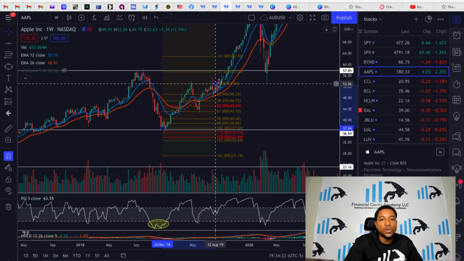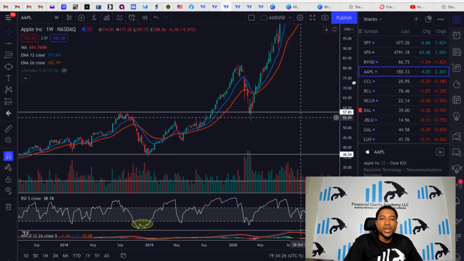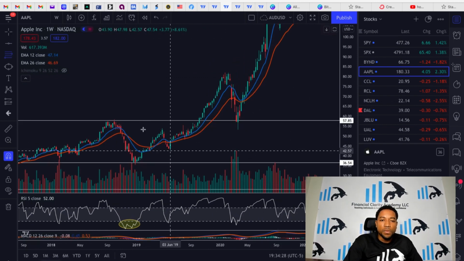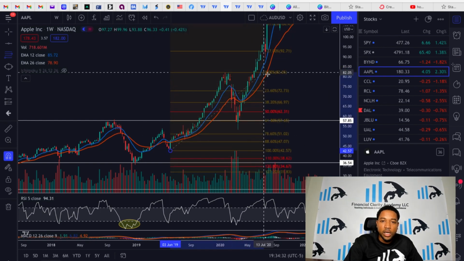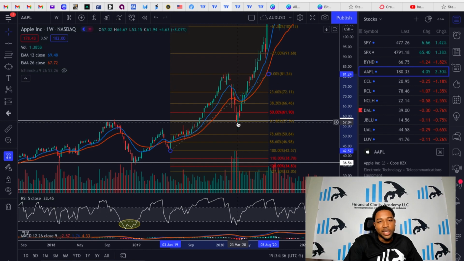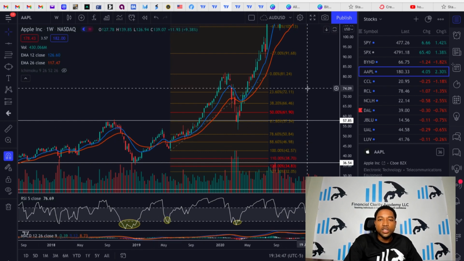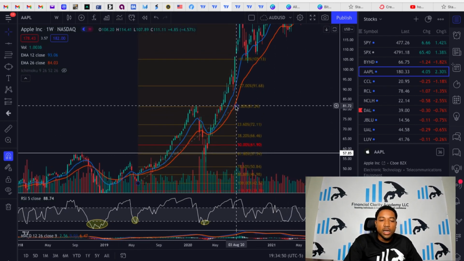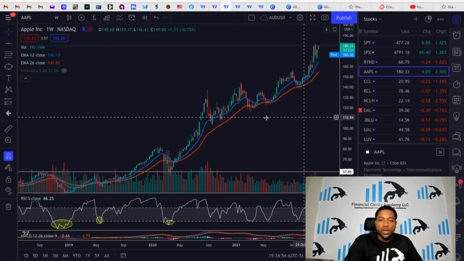RSI still oversold. These were great and good companies. Swing low, we just draw from this swing low to swing high. 61.8, RSI oversold. You'll make money day in, day out, sticking to this strategy. So let's see again. It kept going up.